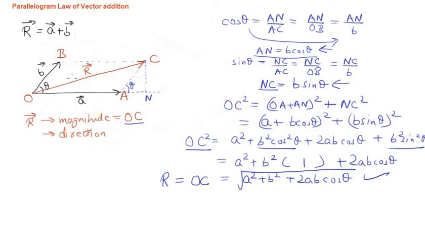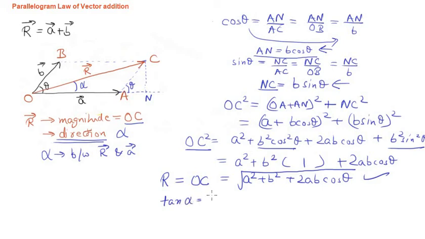Now in order to find out the direction, we find out the angle. So you can see this angle is alpha. This alpha gives the direction of the resultant vector in relation to vector A. So direction is given by alpha. Alpha is the angle between which two vectors? Resultant and vector A.